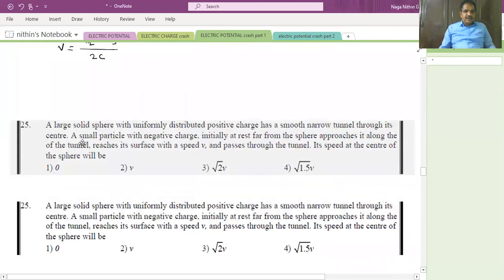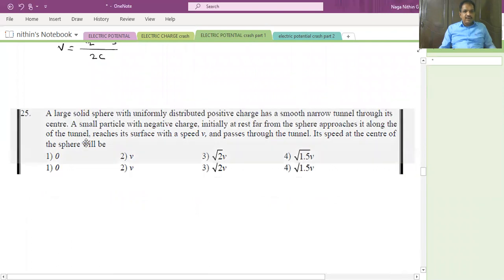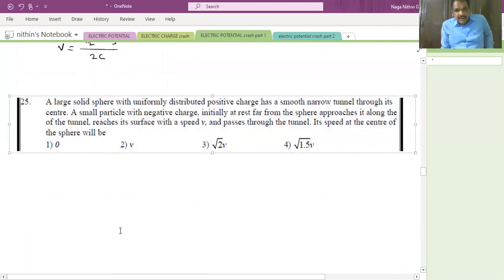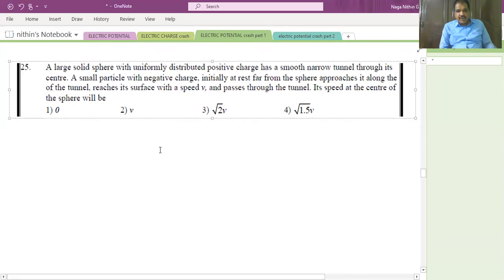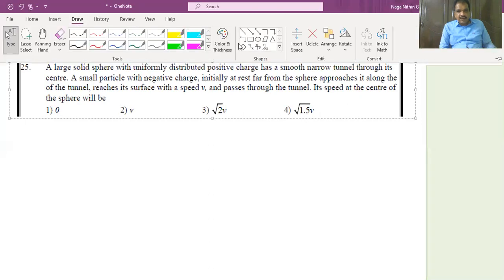A large solid sphere with uniformly distributed positive charge has a smooth narrow tunnel through its center. A small particle with negative charge, initially at rest far from the sphere, approaches it along the tunnel, reaches its surface with speed v and passes through the tunnel. Its speed at the center of the tunnel is what they are asking.